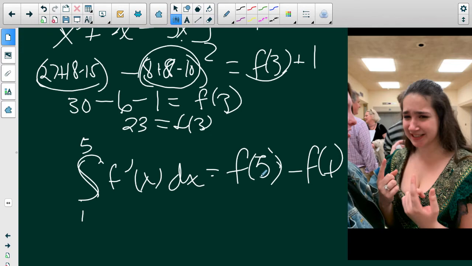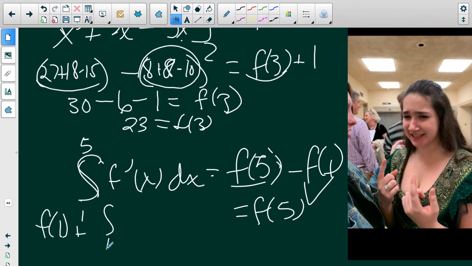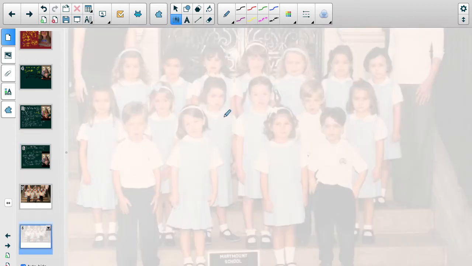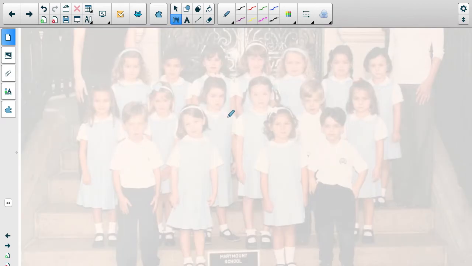I just went ahead a step further. So now do you see the algebra equation? If I want to find f of 5, if I know f of 1, f of 5 is equal to f of 1 plus the integral from 1 to 5 of that. Just algebra. Very eye-opening as we go forward. All right, so let's move on. Let's go to the bottom part.